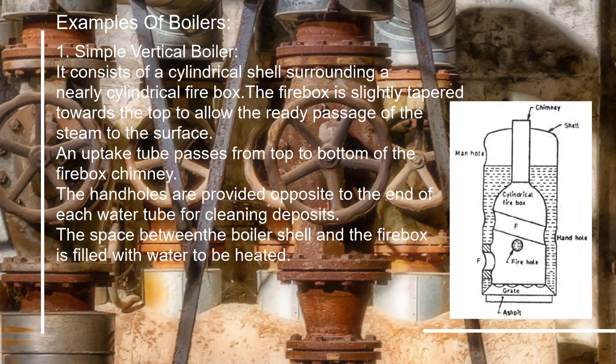The inclination is proved to increase the heating surface as well as to improve the circulation of water. An uptake tube passes from the top of the firebox to the chimney. The handholds are provided opposite to the end of each water tube for cleaning deposits. The mud hole is provided at the bottom of the shell to remove the mud that settles down. The space between the boiler shell and the firebox is filled with water to be heated.